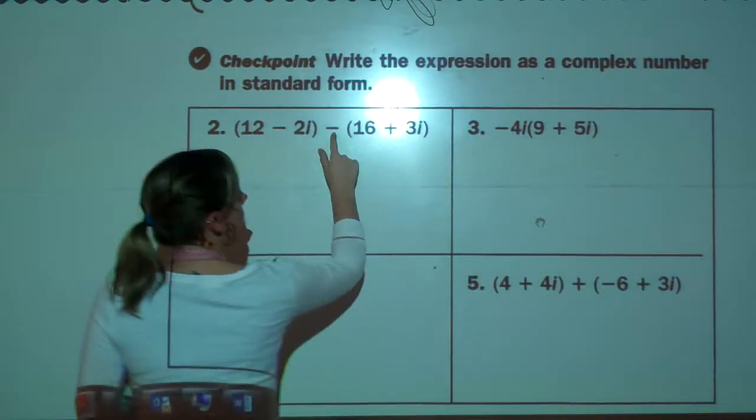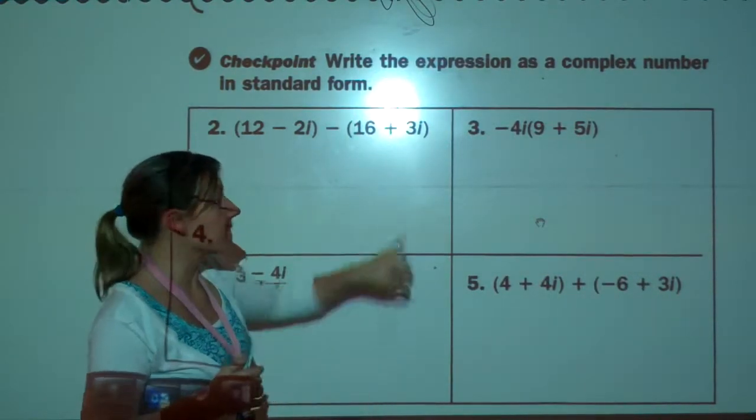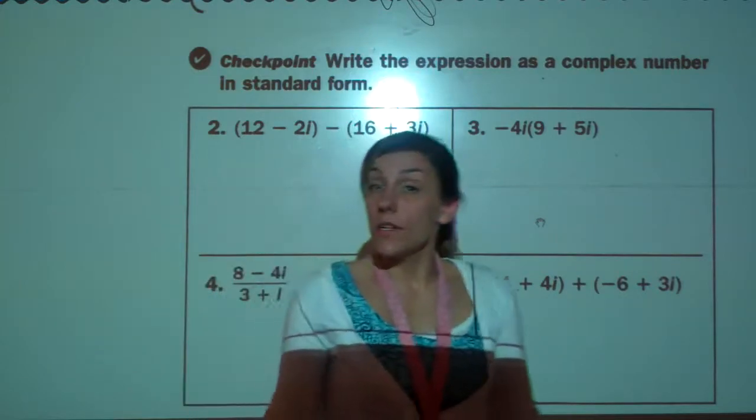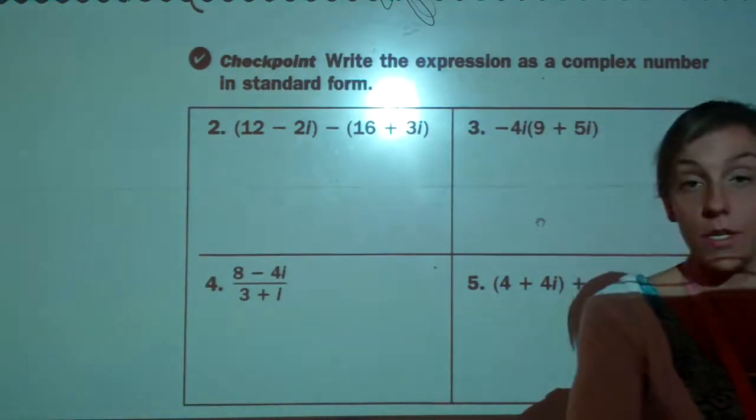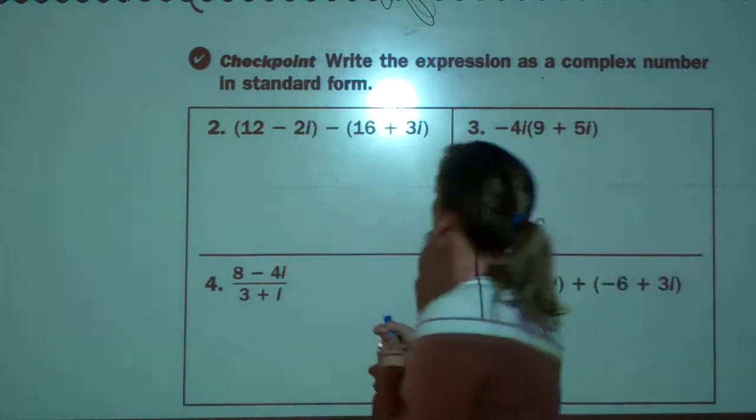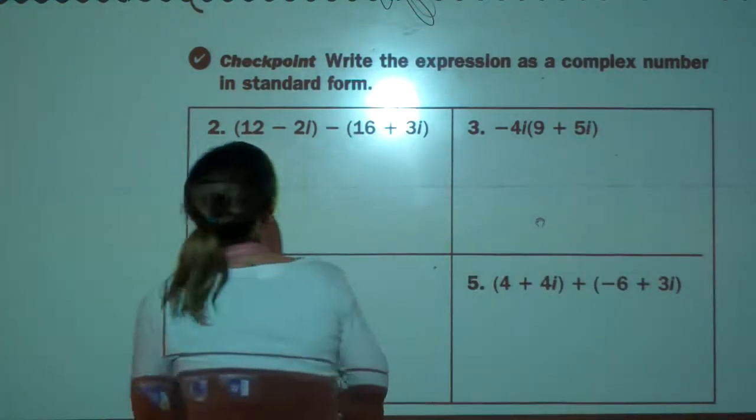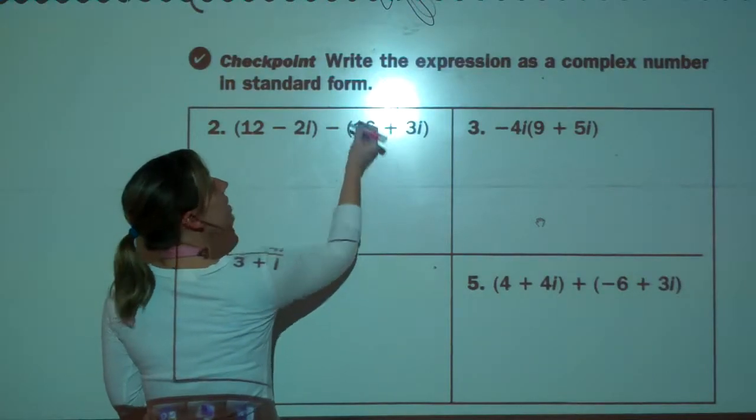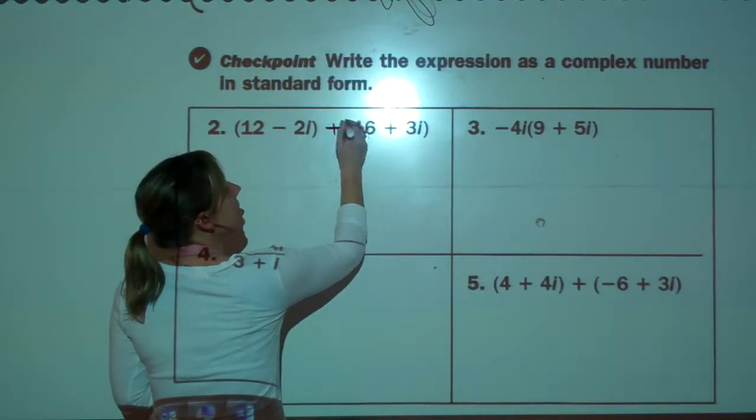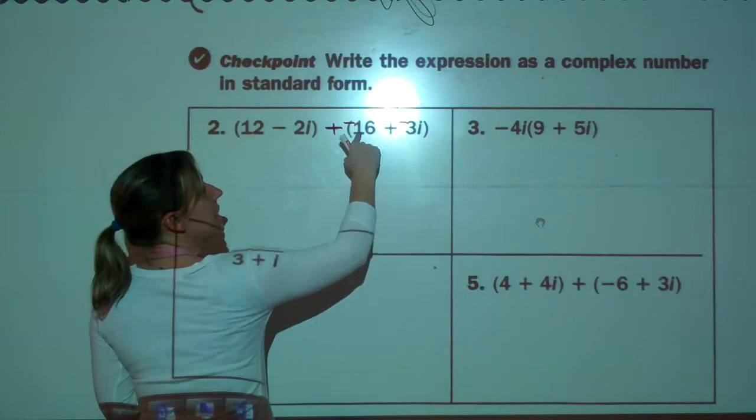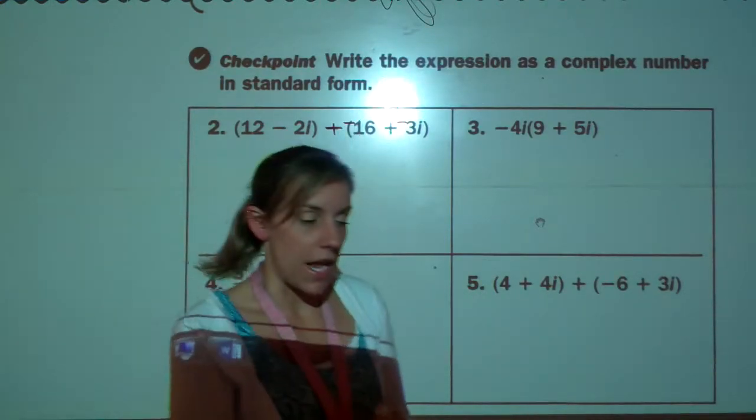So this one is subtracting, and remember with adding and subtracting, so 2 and 5, you really just combine the like terms. You combine the real parts and you combine the imaginary parts. Only thing you have to be careful, which we've been doing all year long so far, is that when you subtract, change it to adding the opposites. So it's going to be negative 16 and a negative 3i.